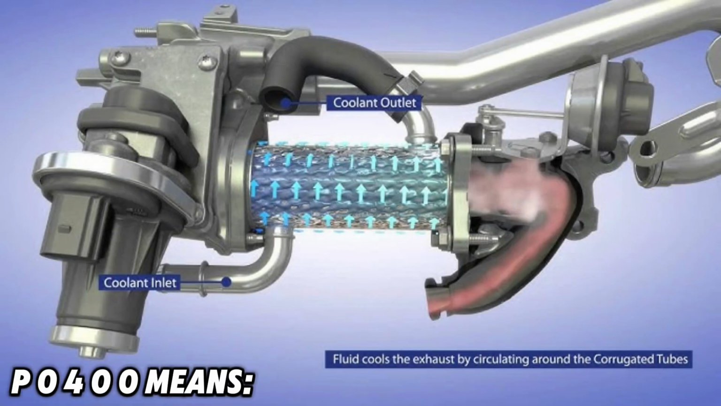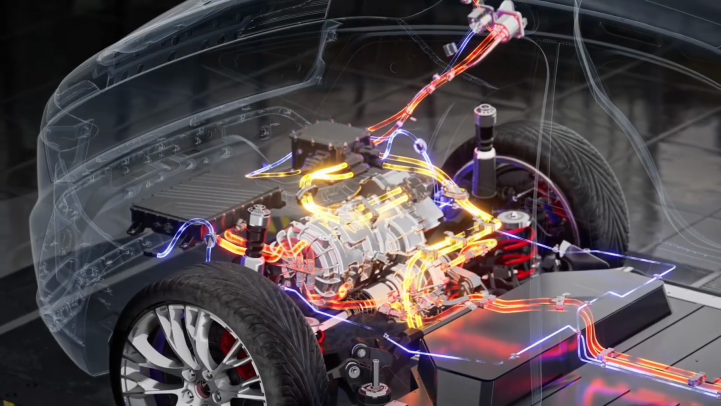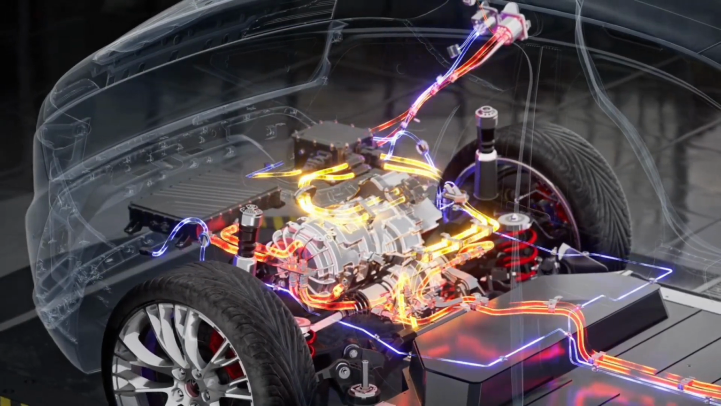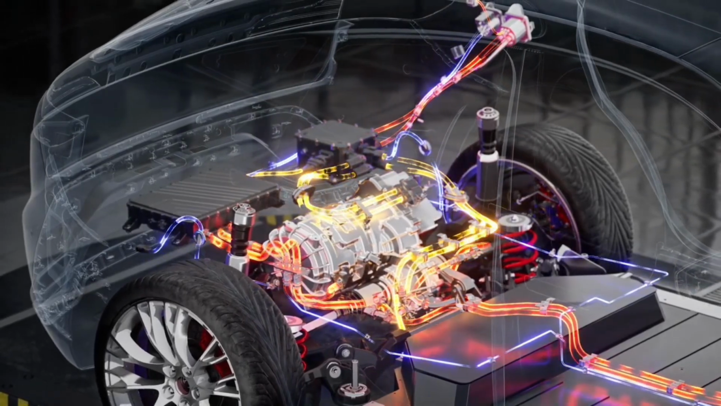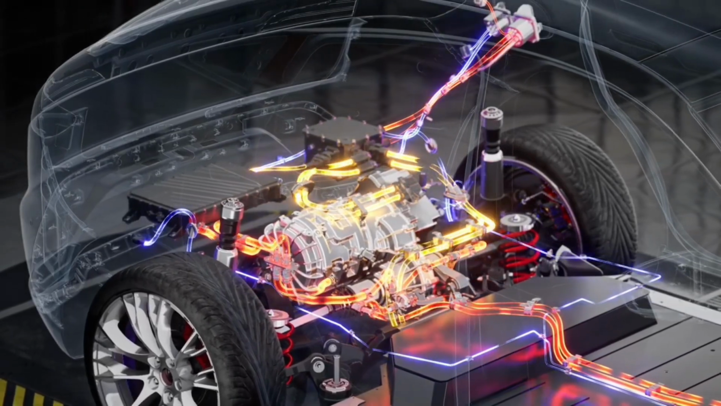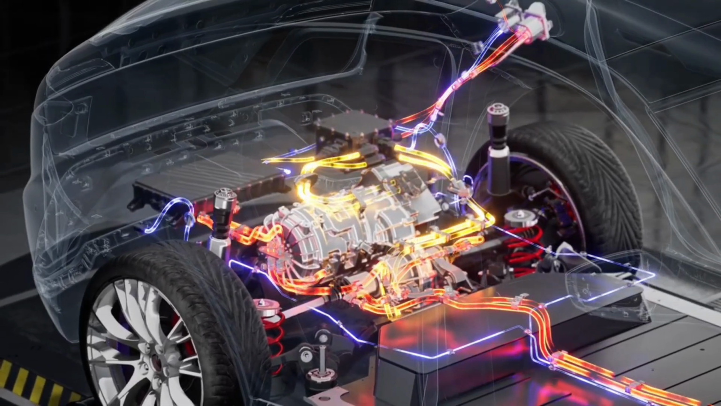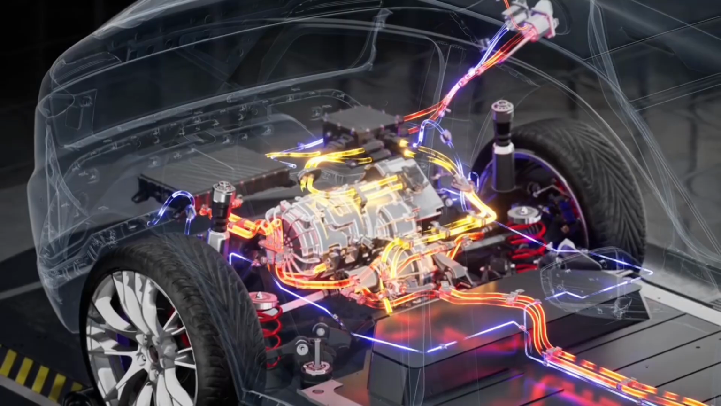The P0400 code refers to an issue with the exhaust gas recirculation (EGR) system. Specifically, it means there is a flow malfunction in the EGR system. The EGR system is responsible for recirculating some of the exhaust gases back into the engine to help reduce nitrogen oxide emissions, which are harmful to the environment.